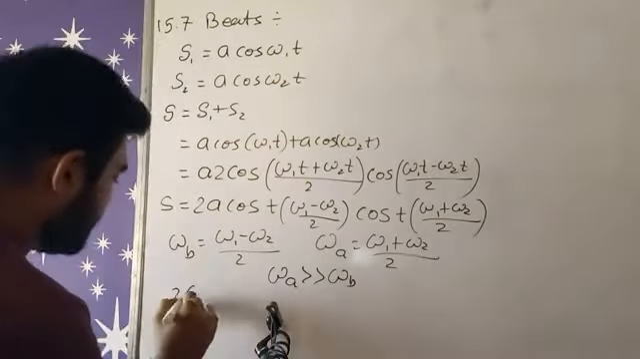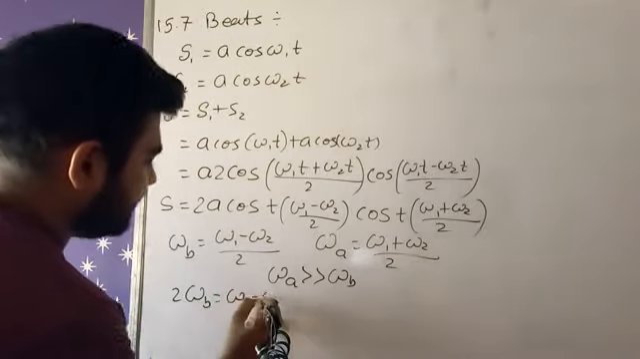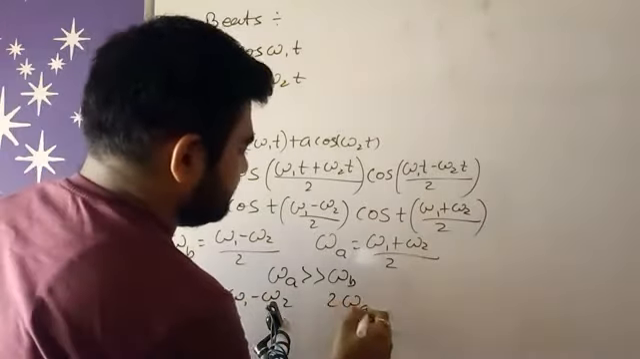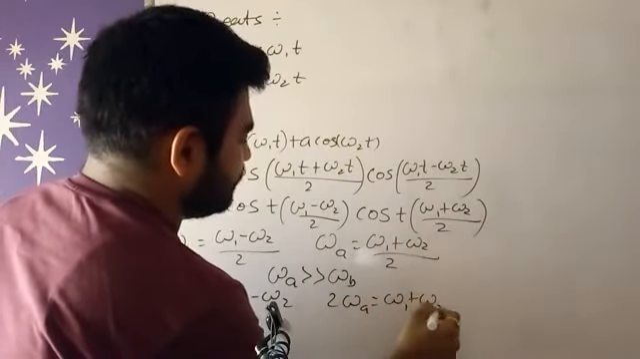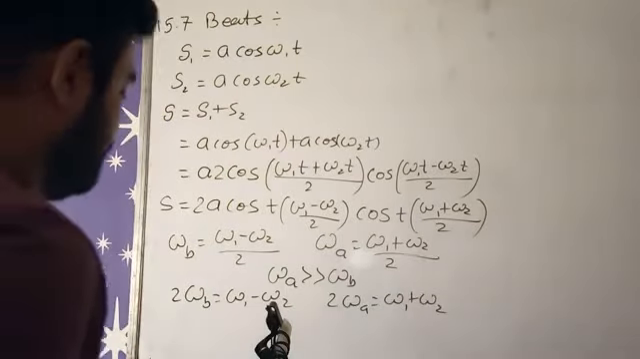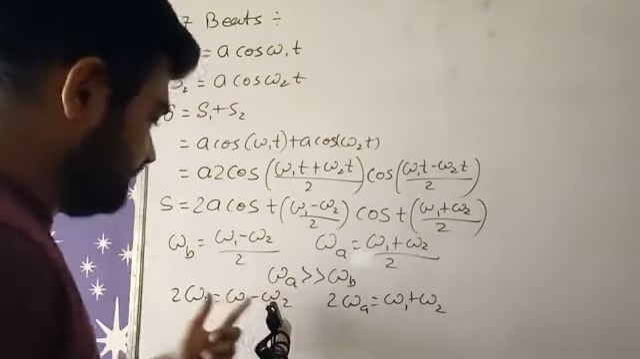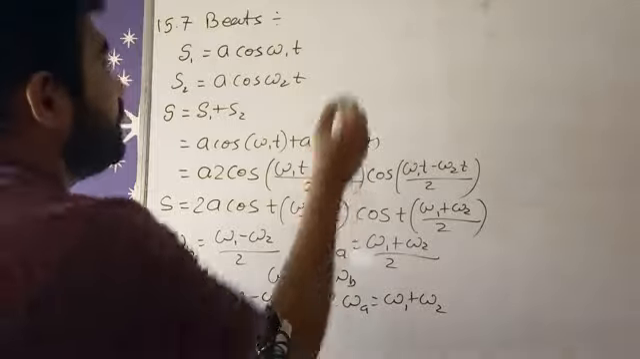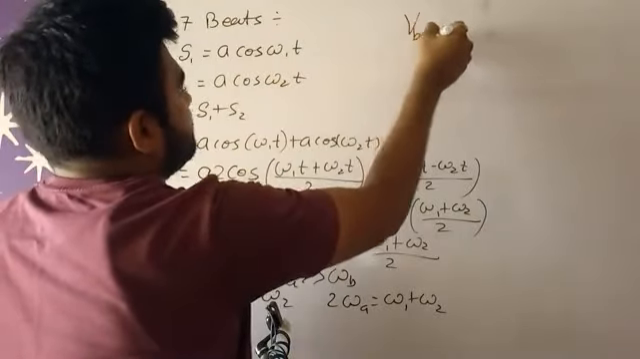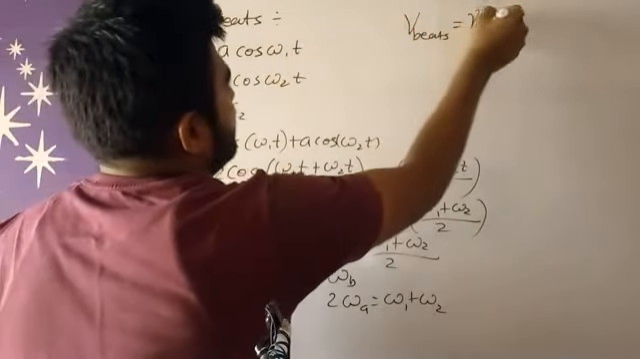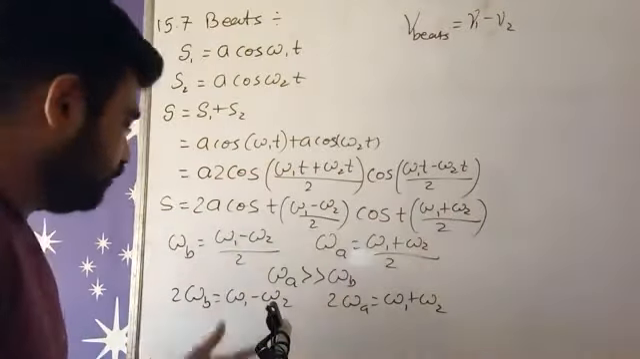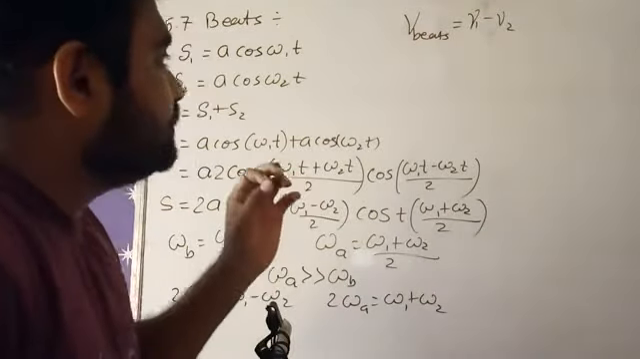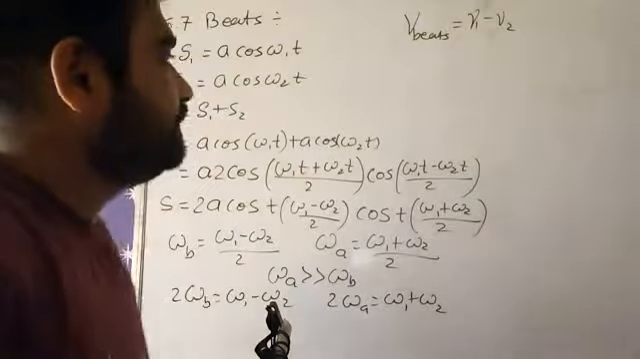So 2 omega b is equal to omega 1 minus omega 2, and 2 omega a is equal to omega 1 plus omega 2, right? By this equation, we have beat frequency equal to nu1 minus nu2. So both have a very small change of frequency.